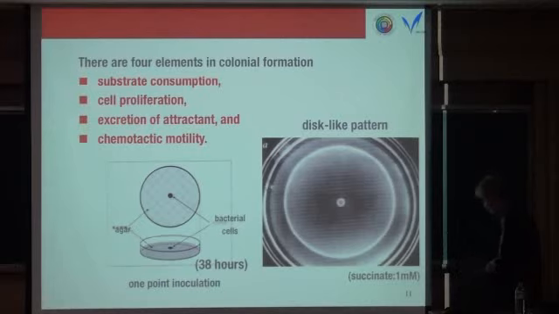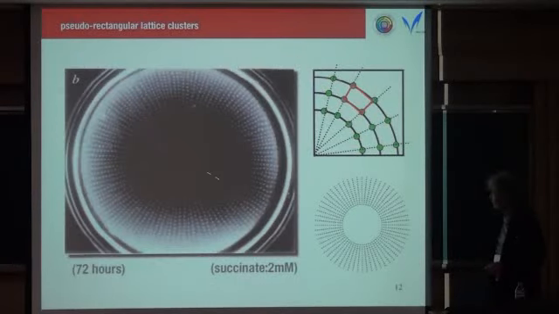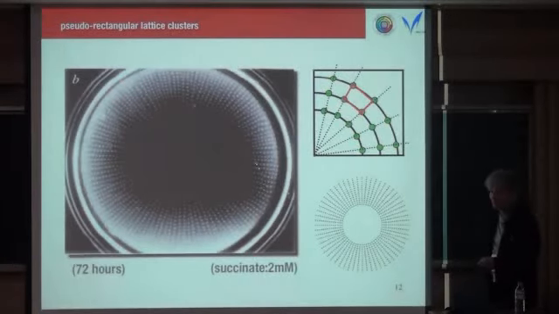For instance, this is 1 millimole. At that time, this is the inoculation here. So it's a very nice disc shape. We say this is an obvious or trivial pattern. But when we change this from 1 to 2, a drastically changed pattern occurs. And the characteristic of the pattern is like this, okay?